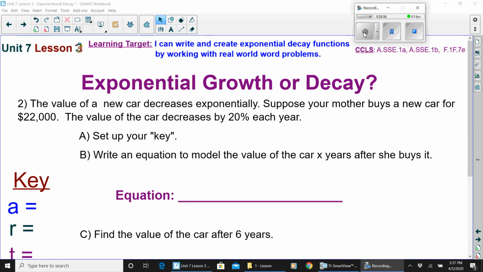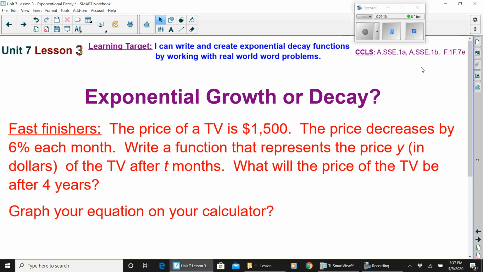I messed up on the next page. I was supposed to delete it from the page before it, but I didn't. So just go to the next page, the fast finisher.